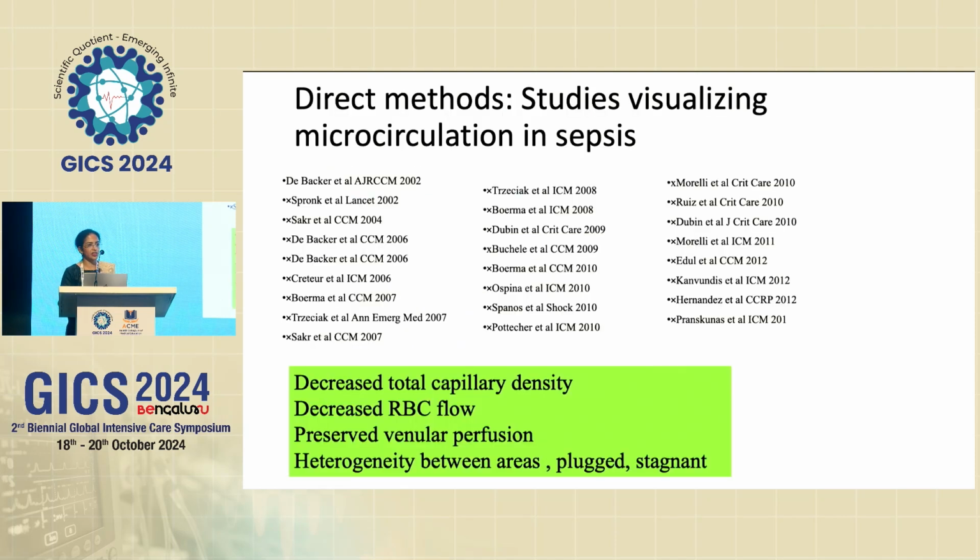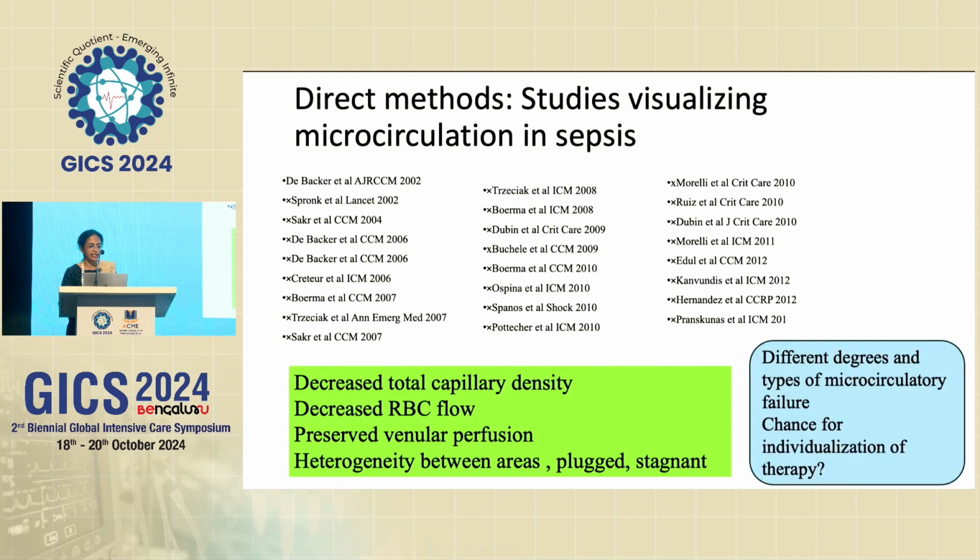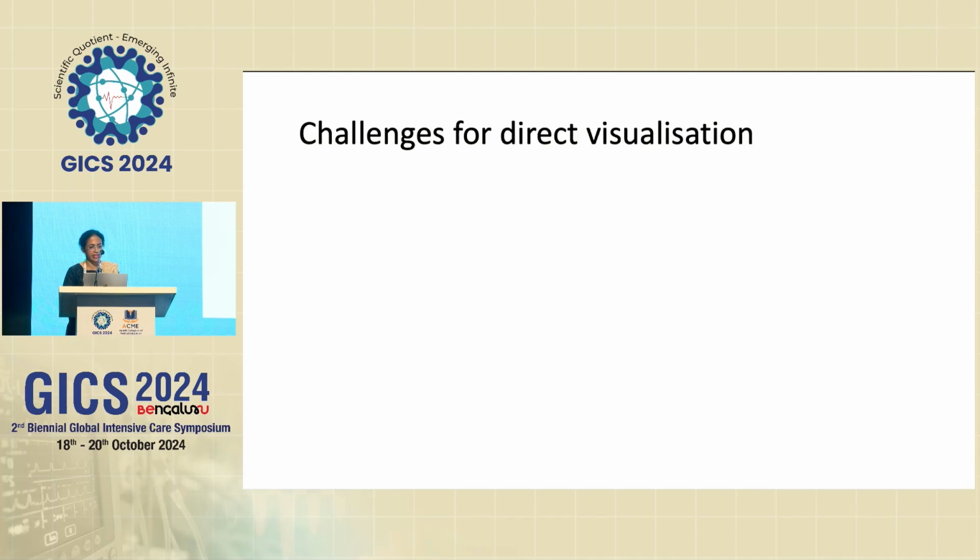So even the studies from microcirculation have shown that there is a varying degree of decrease in the total capillary density, RBC flow, and there's heterogeneity that is there. So different degrees and types of microcirculatory alteration occur. So is there a chance for individualization like we have been talking about from the last session? Do we have an opportunity to individualize therapy?